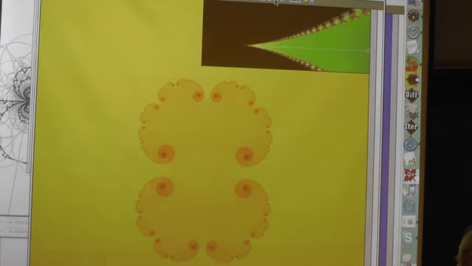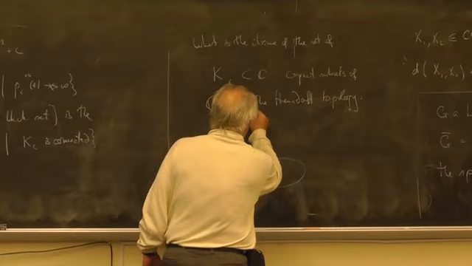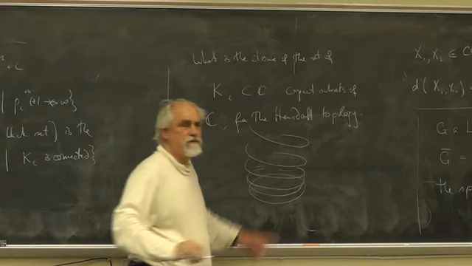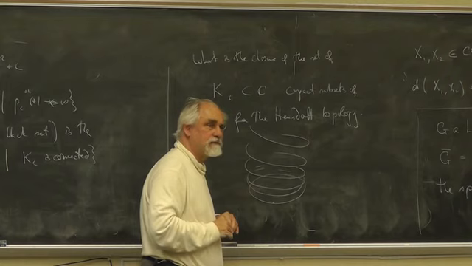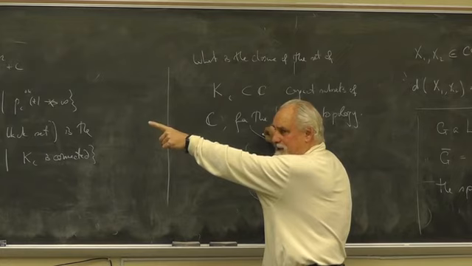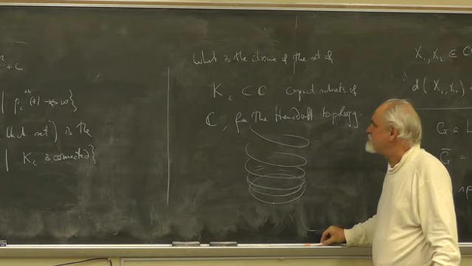I'm hoping you're going to see, in this big infinite dimensional space of compact subsets of C, something like this: the curve spiraling down to a particular point here. This is my white line, and it's my white line sitting inside this space of compact subsets of C for the Hausdorff topology.